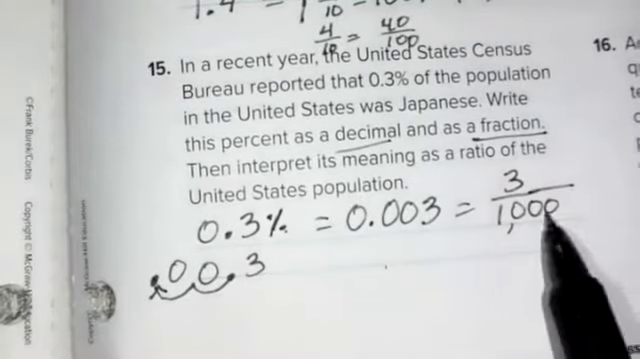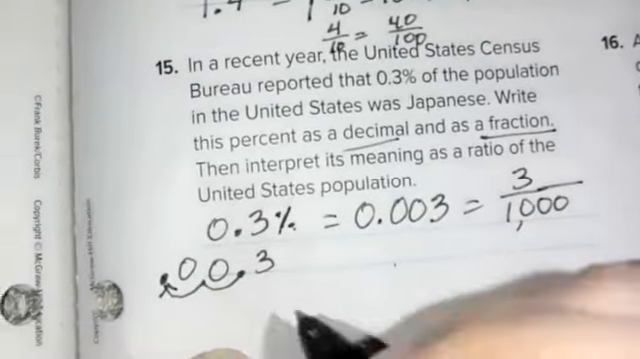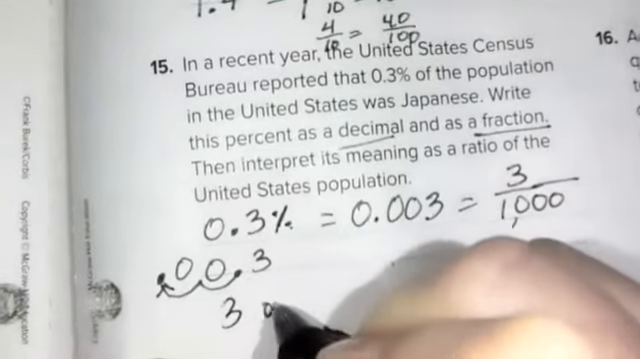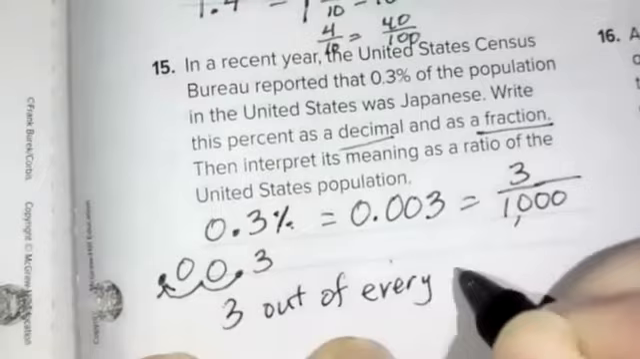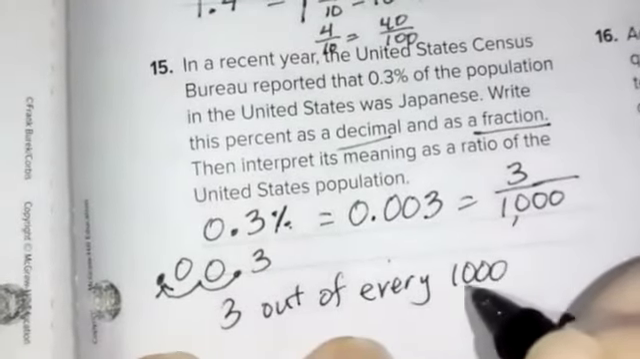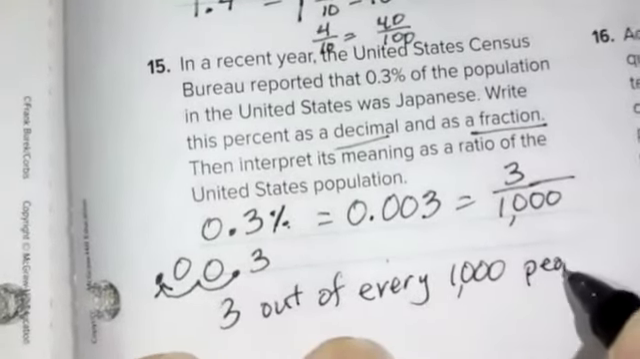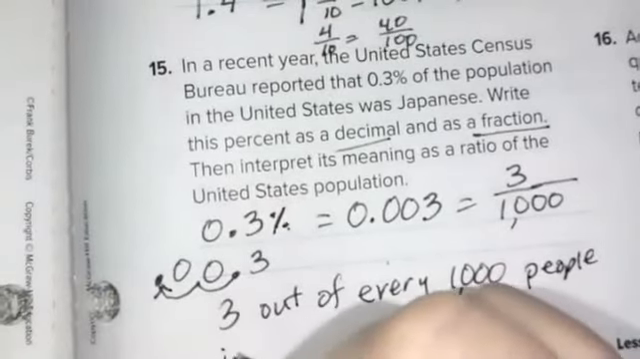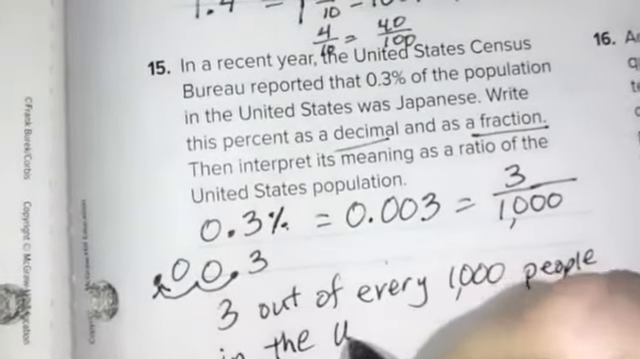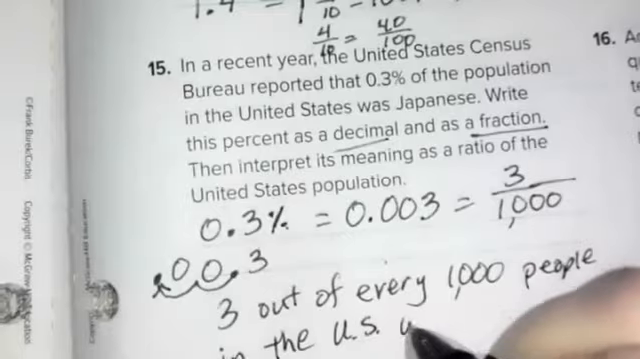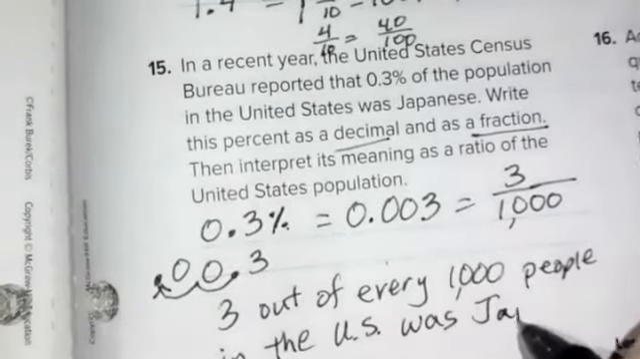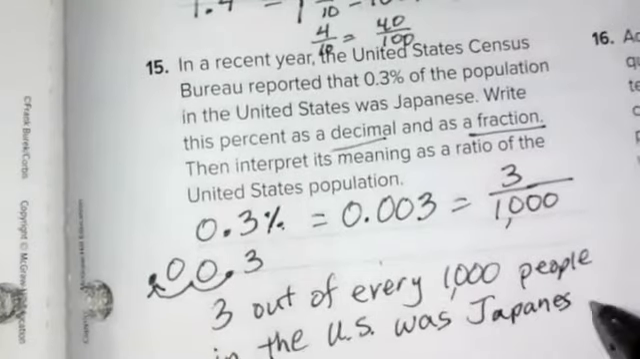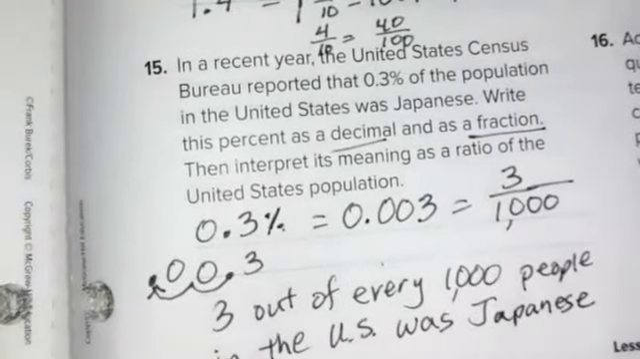And then I want to interpret that. That means 3 out of every 1,000 people in the US is Japanese. So 3 out of every 1,000 people in the US was Japanese, according to this census, whatever year it was taken. Okay.